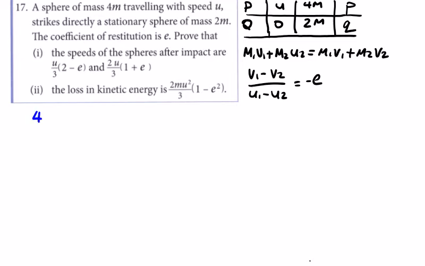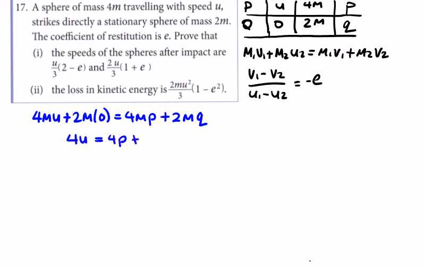m1u1 is 4mu plus 2m times 0 equals 4mp plus 2mq. Dividing by m, we get 4u is equal to 4p plus 2q. And if we divide by 2, we get 2u is equal to 2p plus q. So we can get q in terms of p and u in that equation. Next one.